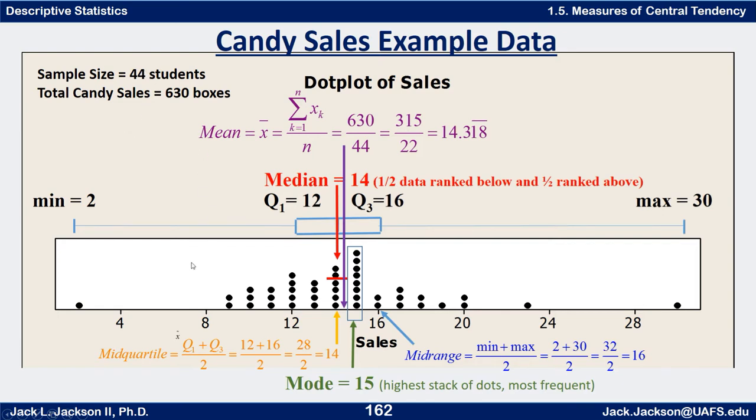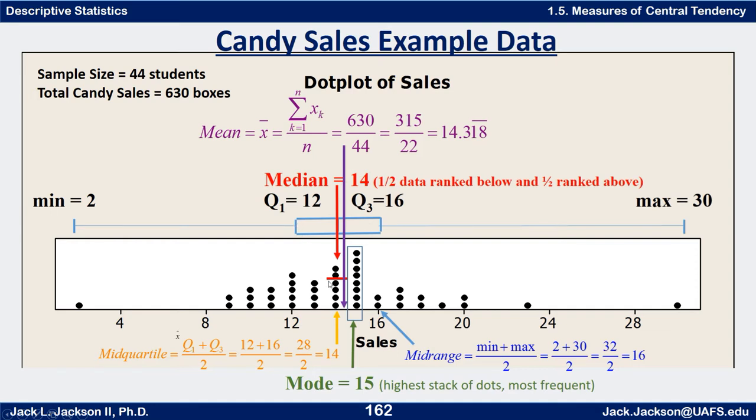With 44 values, you would take the average of the 22nd and 23rd one. And if you look, if you count from the bottom, 1, 2, 3, 4, 5, 6, 7, 8, 9, 10, 11, 12, 13, 14, 15, 16, 17, 18, 19, 20, 21, 22. There's the 22nd one. There's the 23rd one. Halfway between those, where I've got the red line drawn, is the median. And of course, we're just averaging 14 and 14, so that's 14 for the median. We've done this before.